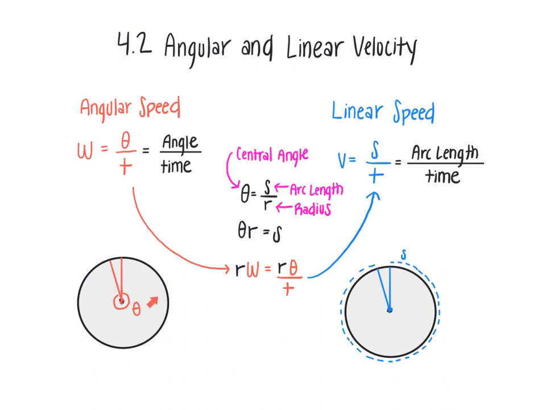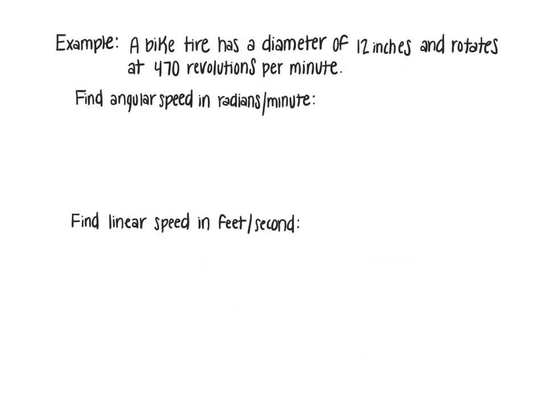Angular speed is measuring how quickly this angle is becoming bigger and bigger over a period of time, whereas linear speed is measuring how far we've traveled over the circumference of the circle. The only connection between both of these formulas is simply the radius. If I multiply angular speed by the radius, I get linear speed. Now let's move on to an example of linear and angular speed.